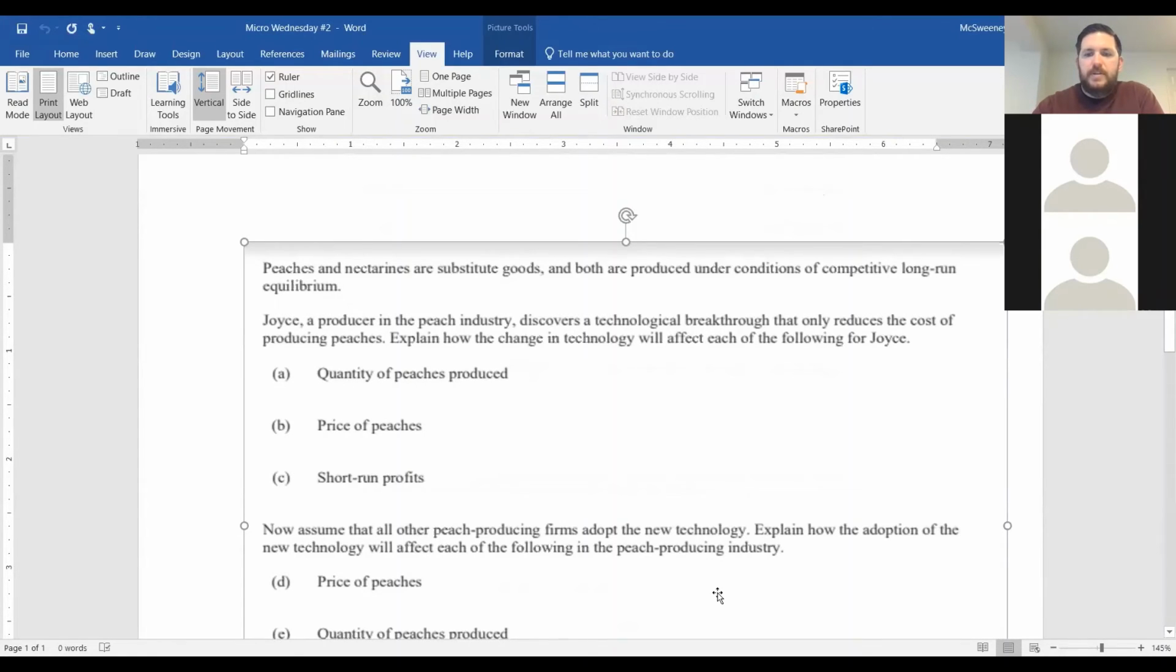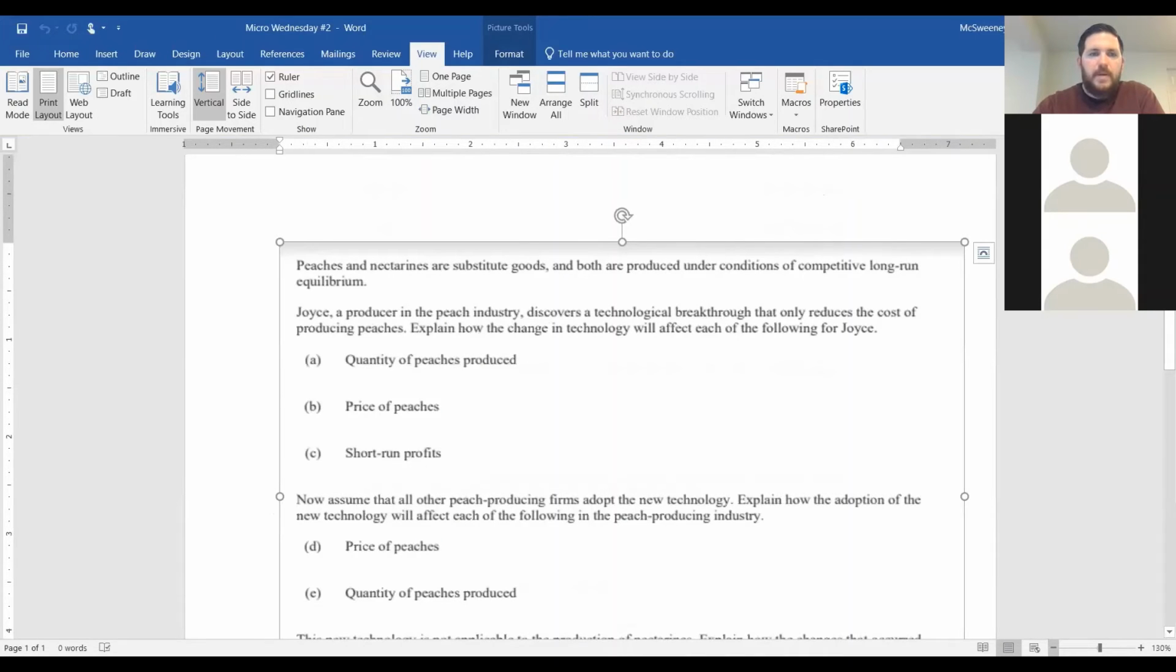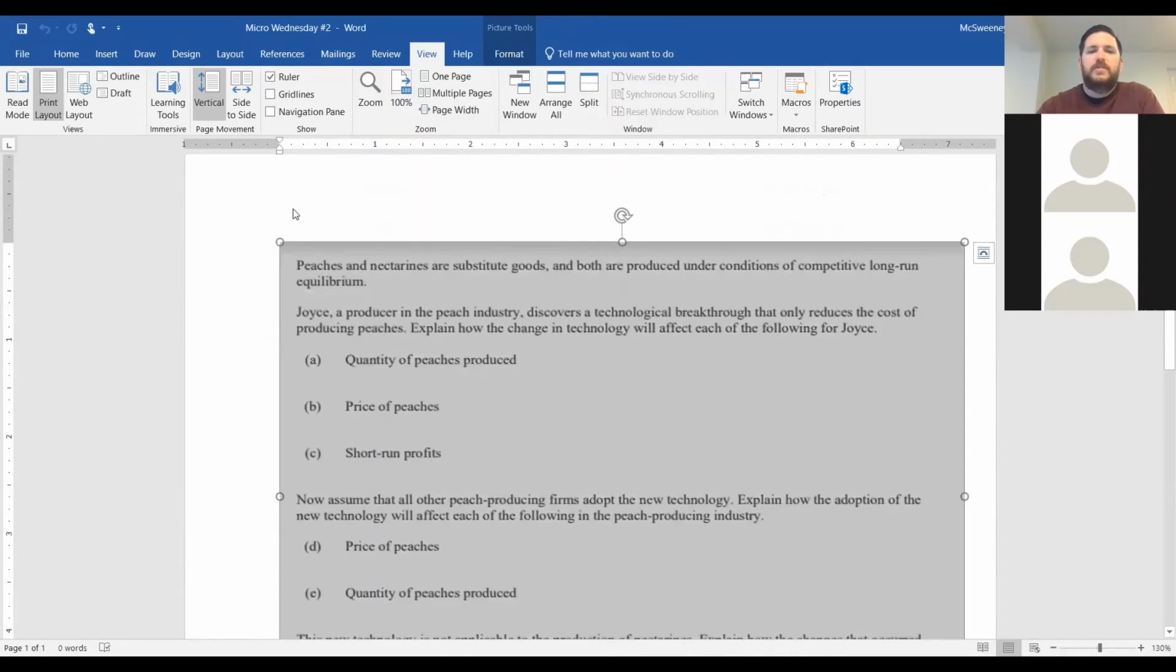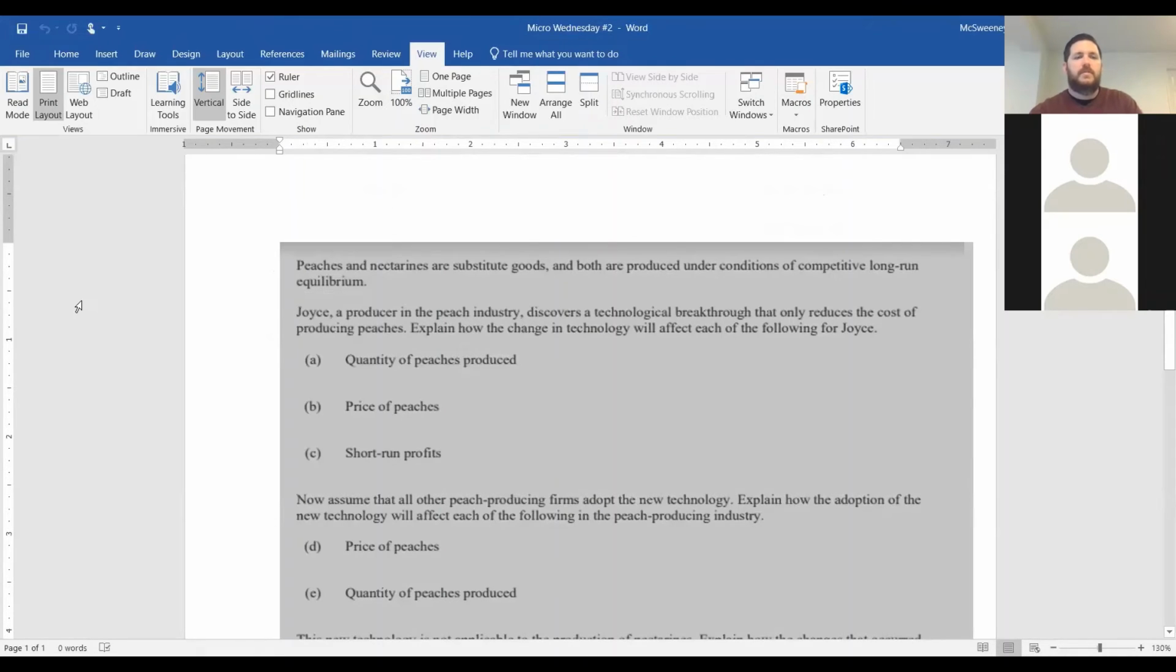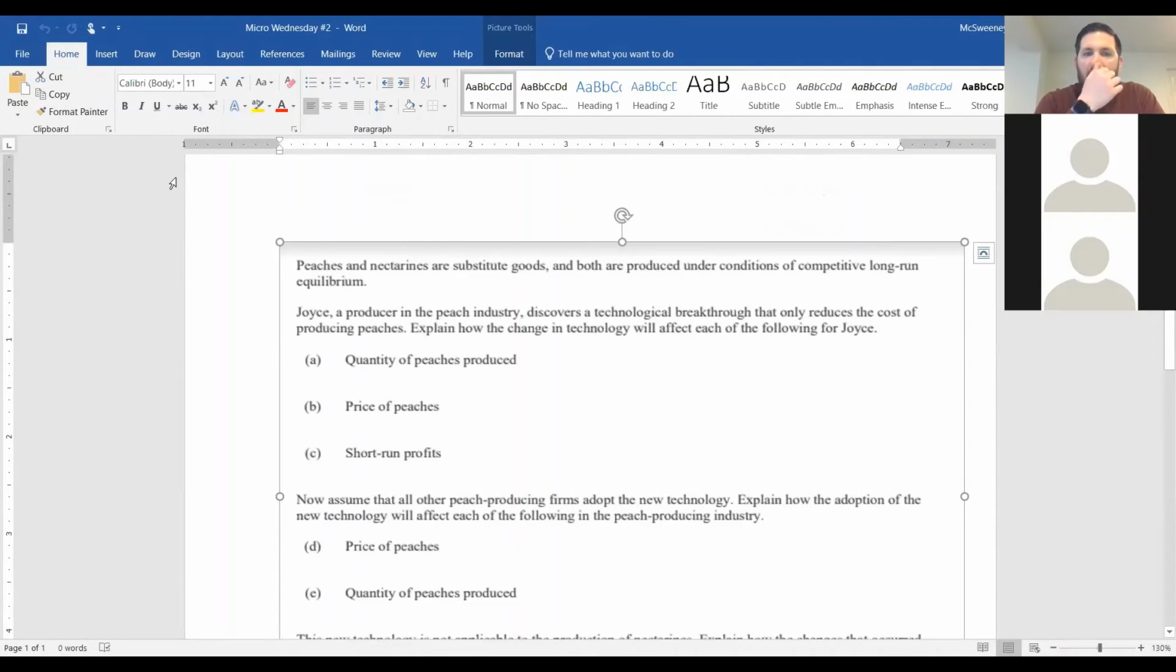So it says peaches and nectarines. It's a little bit smaller. There we go. Peaches and nectarines are substitute goods, and both are produced under conditions of competitive long-run equilibrium. Okay. Joyce, a producer in the peach industry, discovers a technological breakthrough that only reduces the cost of producing peaches. Explain how the change in technology will affect each of the following for Joyce.